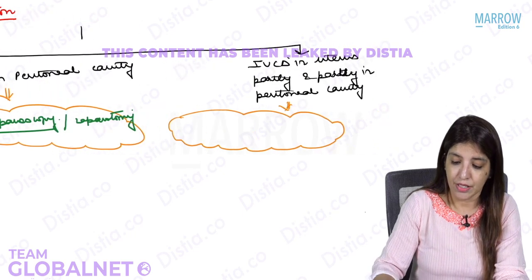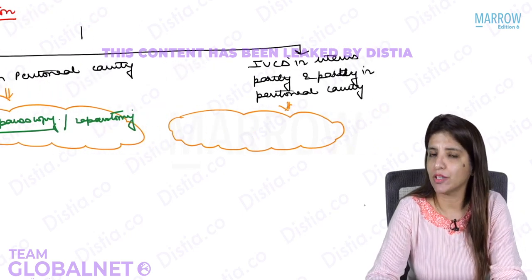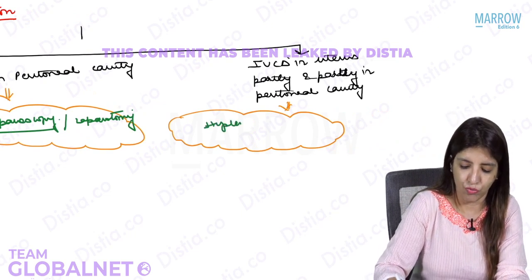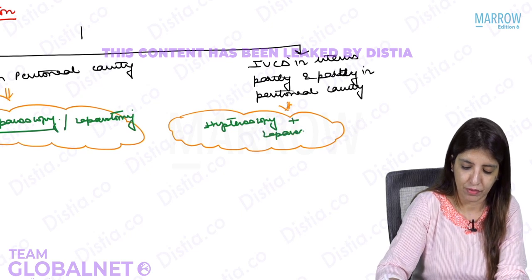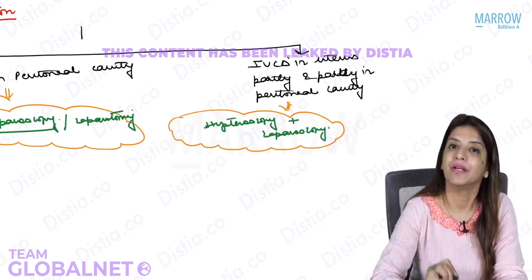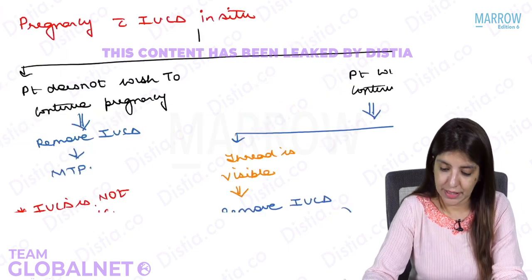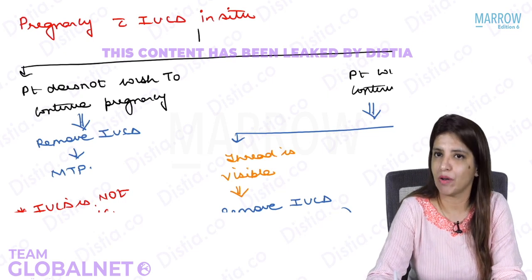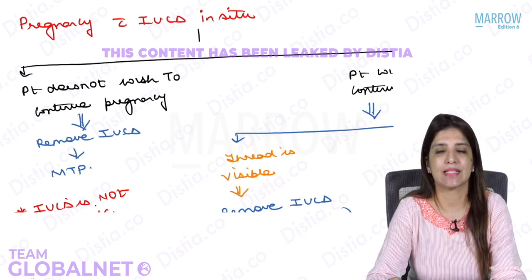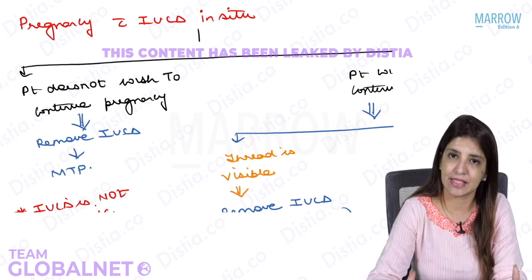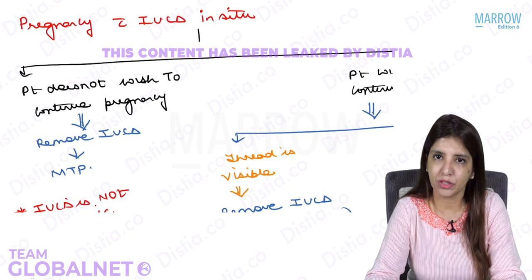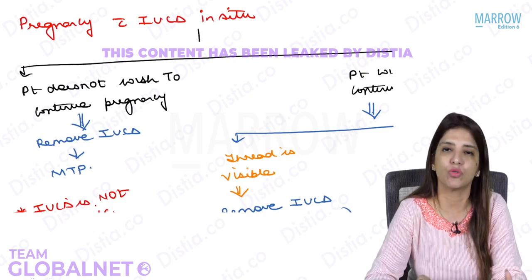Then, suppose the IUCD is partly inside the uterus and partly inside the peritoneal cavity. In that case, you will have to go for hysteroscopy plus laparoscopy. Clear? The third possibility is that the patient has conceived while the IUCD is in place. Now, if the patient has conceived and the IUCD is still there, management depends upon whether the patient wants to continue with the pregnancy or whether she doesn't want to conceive.